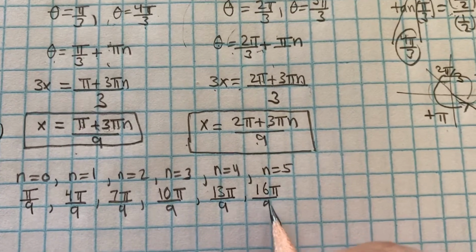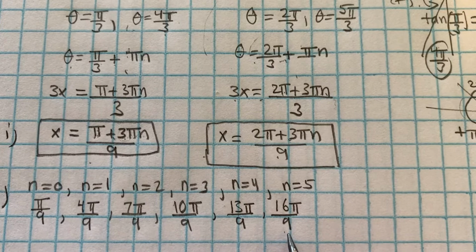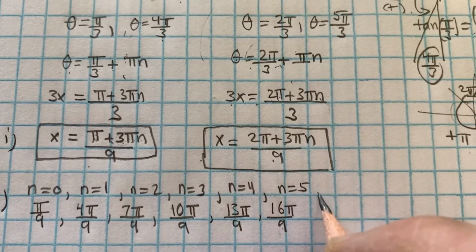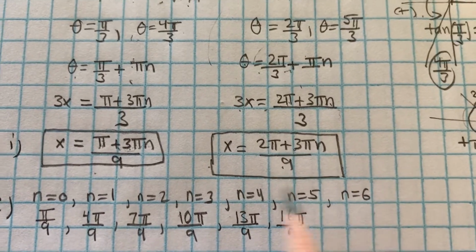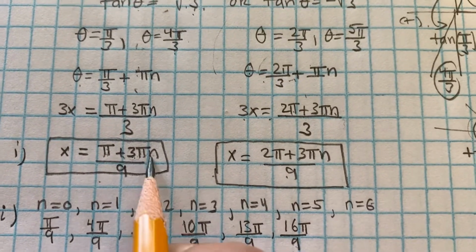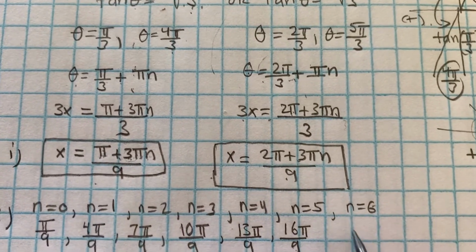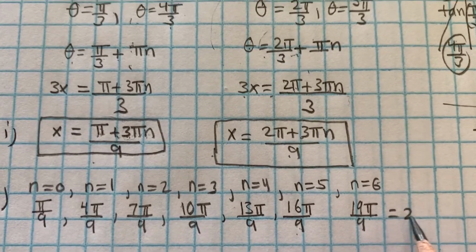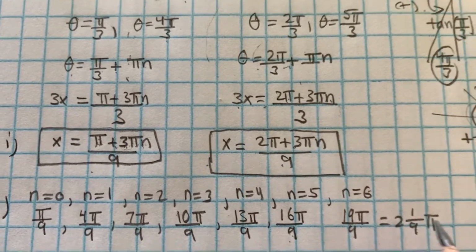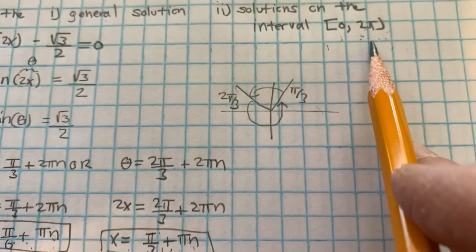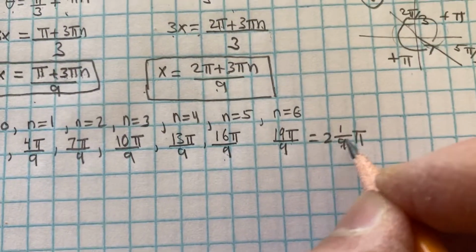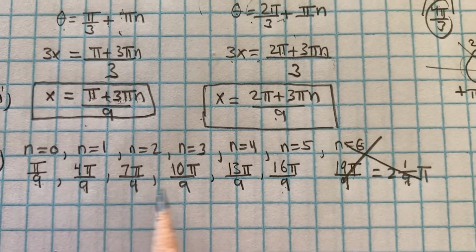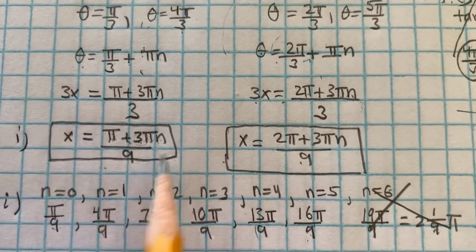And you're like, is that still in the interval? Well, 16 over 9, that's 1 and 7 ninths. 1 and 7 ninths pi is still under 2 pi. All right, now if you plug in n is equal to 6, look what happens. 3 times 6 is 18. 18 plus 1, that's 19 pi over 9. And if you think about this number right here, this is 2 and 1/9 pi, which falls outside of 2 pi. We don't want to go 2 and 1/9 pi. So this answer is not going to be in that interval. You're only going to get 6 solutions, 1, 2, 3, 4, 5, 6, for this general solution.